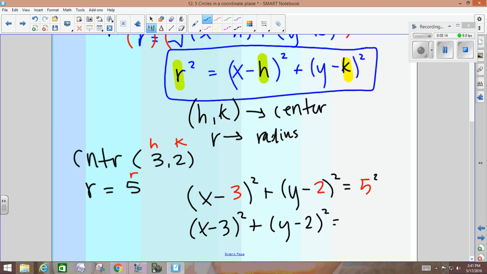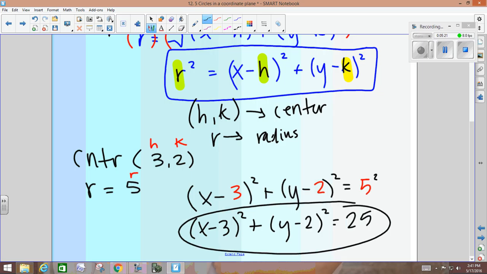I can simplify that. What is 5 squared? So this would be the equation of a circle that has a center 3, 2, and a radius of 5. Which brings us to example 1.